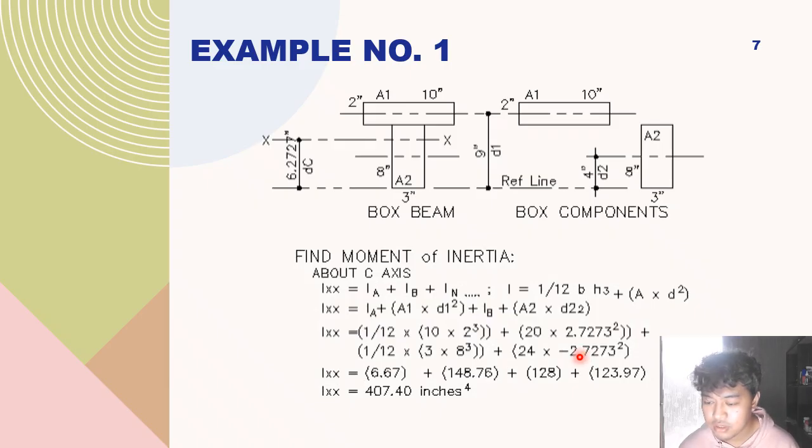No, this should not be negative 2.7273. Let me correct that one. So this should be 6.2727 minus 4 inches, because with reference to our centroid and then the distance towards there. So that should be 2.2727. No? So, sayop niya siya.